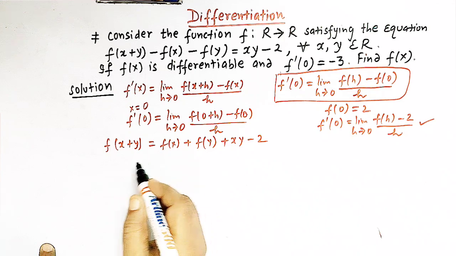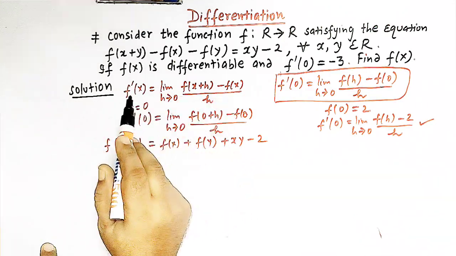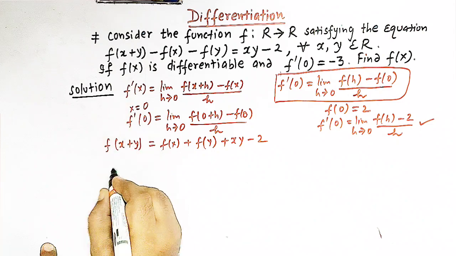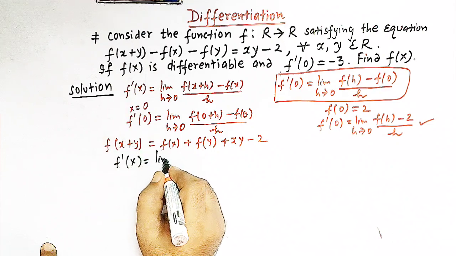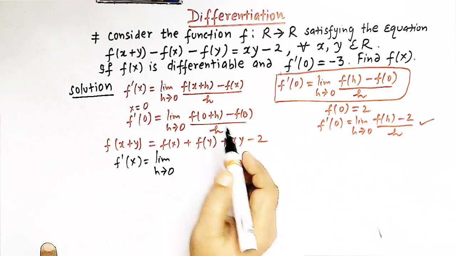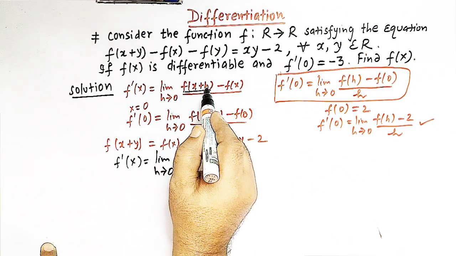So now let us once again come to the definition of the derivative. So here we have f prime of x, and this is limit h tends to 0. Now let us see this term. So here we have f of x plus h.